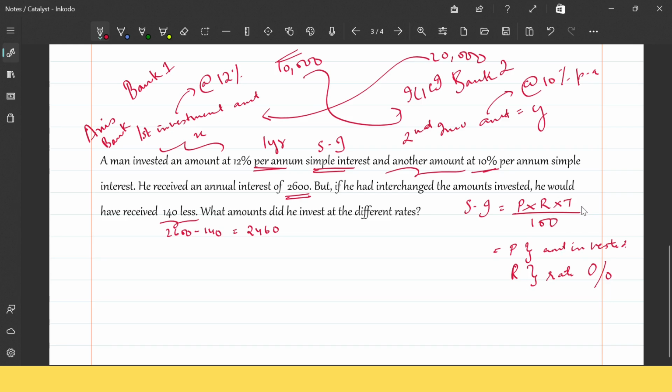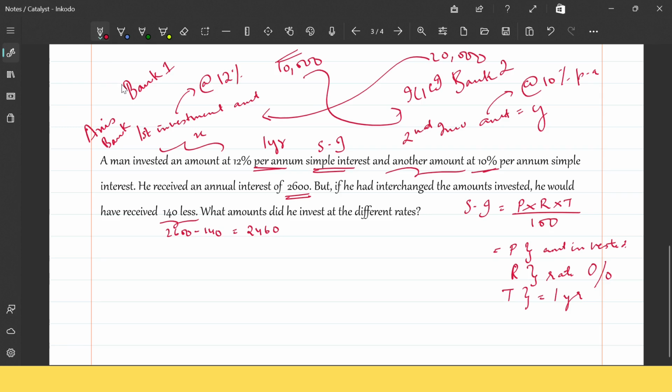What is time? For what amount of time has he invested? 1 year, right? Per year he is going to get the interest. Sometimes there will be quarterly investments, sometimes half-yearly investments, 2-year investments. For now they have told per annum. Per annum means 1 year. So the time period over here is 1 year in both of them.